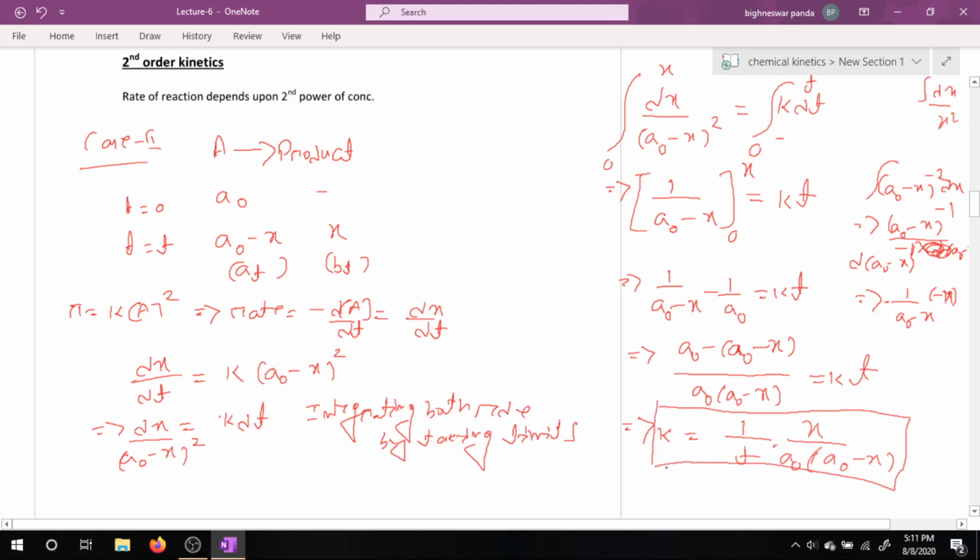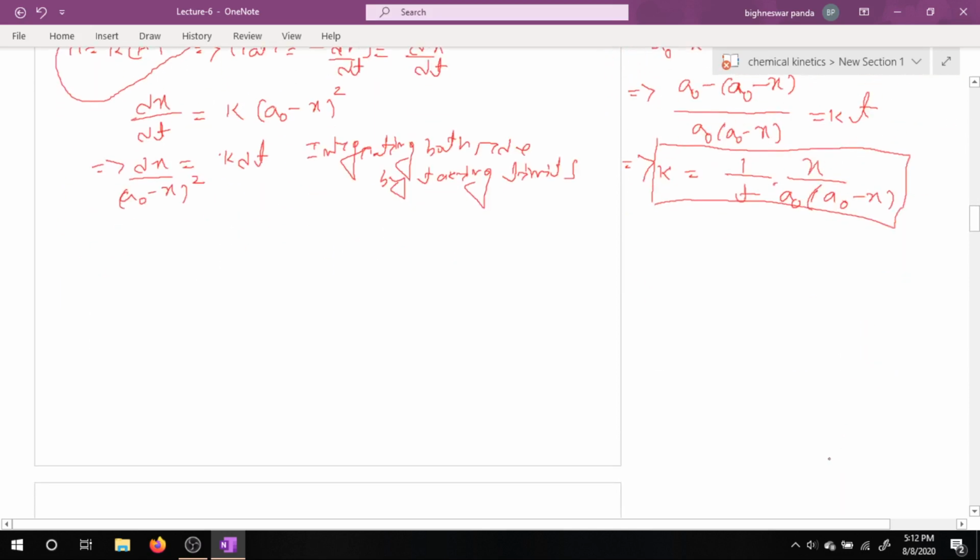That is case 1, when A gives rise to product, and the rate here is equal to k into A power 2. For this case I have k is equal to 1 by t into x by a naught into a naught minus x.